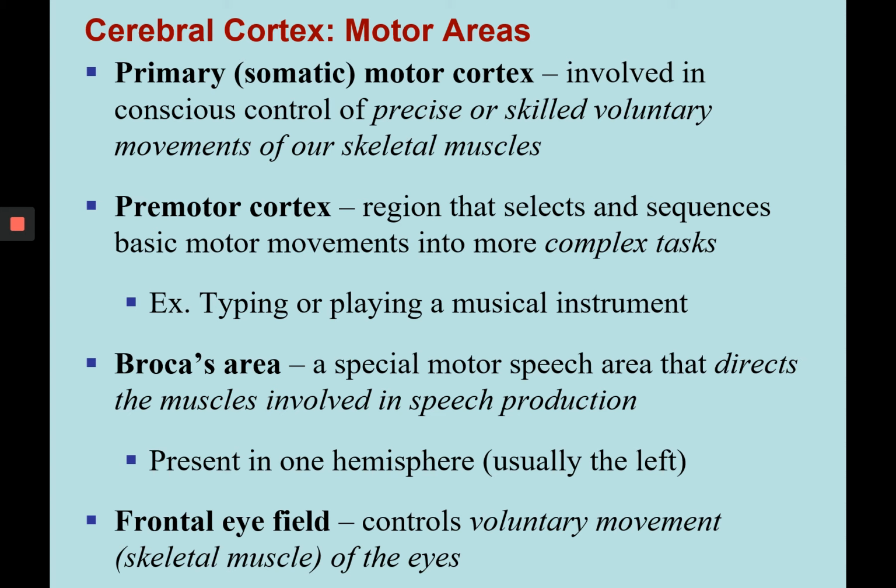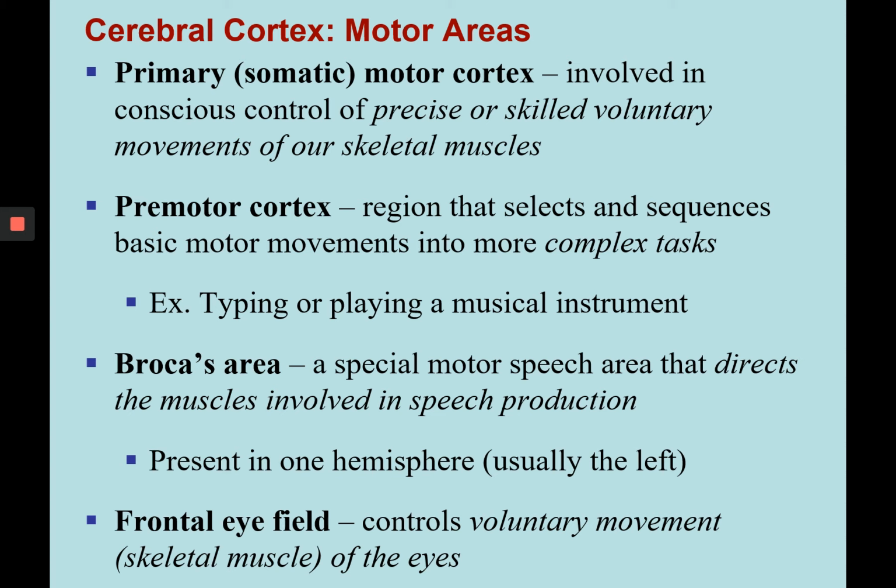The primary or somatic motor cortex is important in moving your skeletal muscles. And if we didn't know that and we had to use context clues, something we should key in on is that somatic. Somatic, soma means body. So this is going to be a motor cortex for something that moves your body. And that's exactly what the primary somatic motor cortex does.